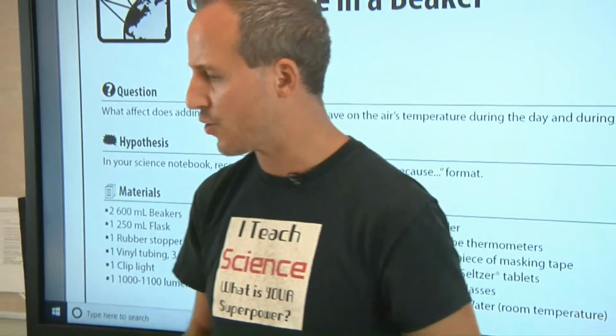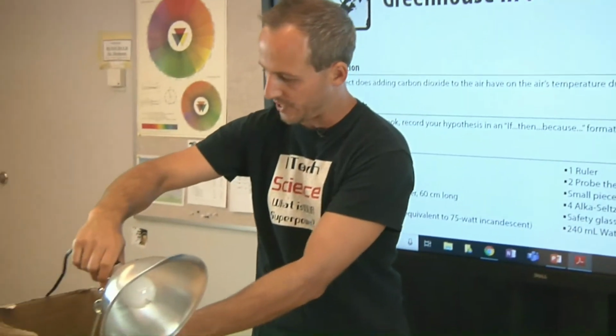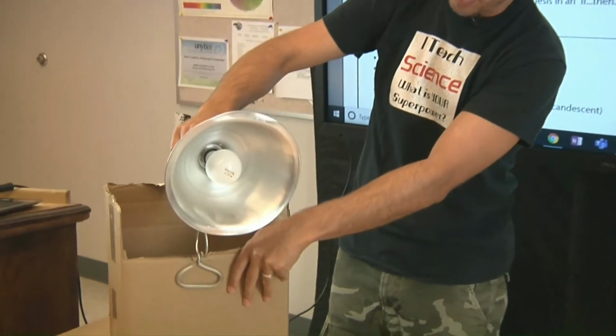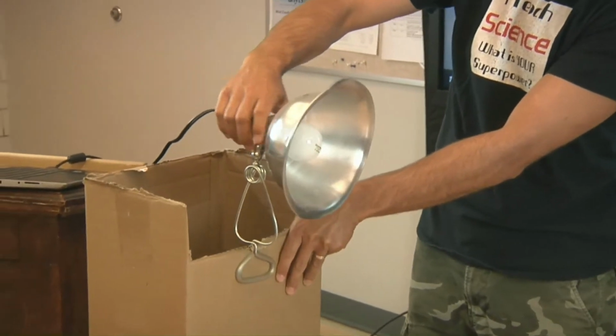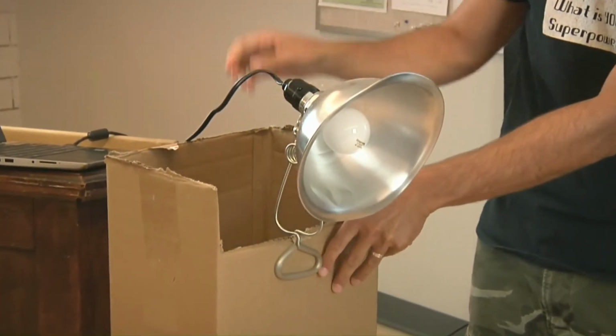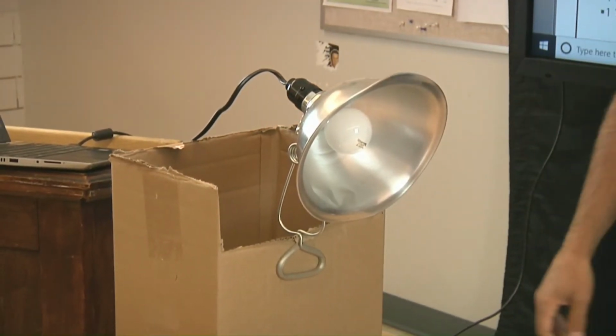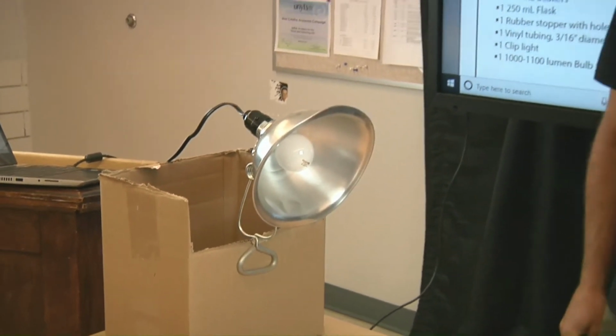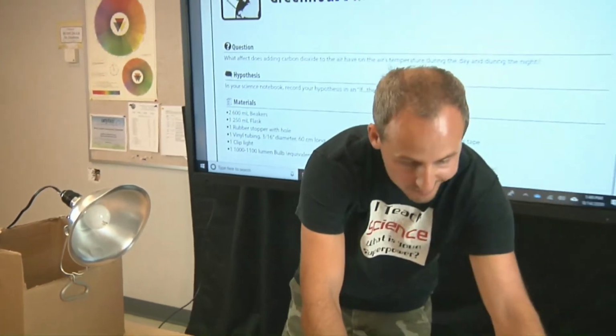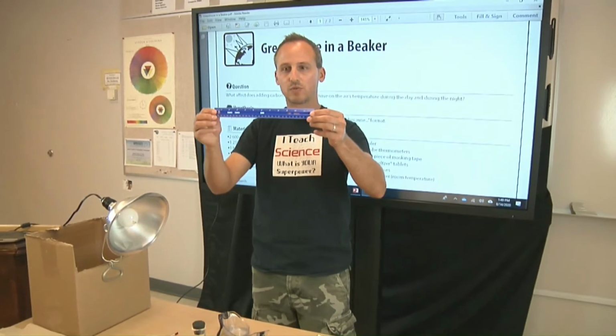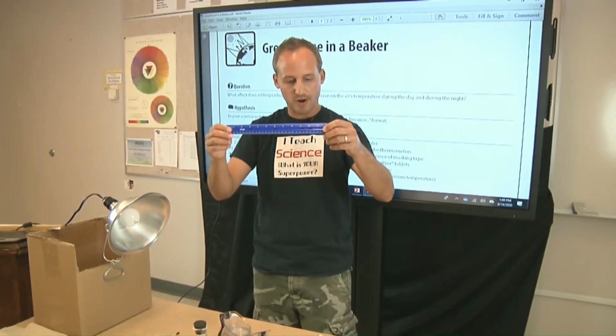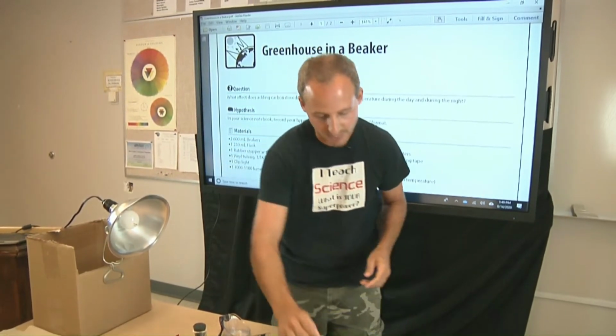Then we have our clip light. So our clip light is actually attached over here. There's our clip light, which is going to serve as our light source today. Okay? And then next, we have a ruler. So I'm sure everybody's used one of these before, but here's your ruler. So we're going to use that in just a second.